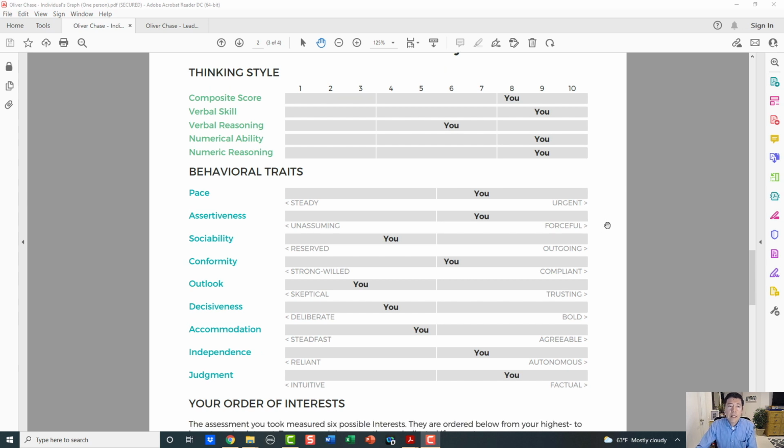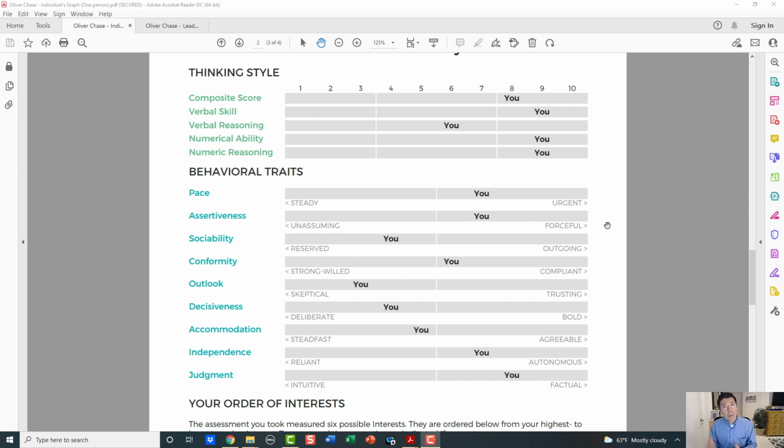Decisiveness is a good one that I usually spend a lot of time talking to leaders about. Leaders tend to be bold when it comes to making decisions, and so you tend to see them more on the right side of the graph here. Deliberate means that they like to take their time, gather more information, perhaps talk to others. And of course, these are all good traits.